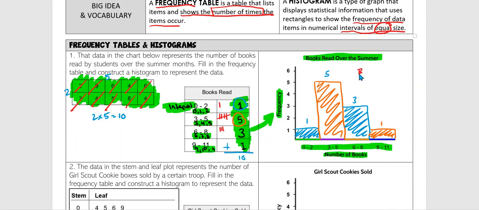An important thing here, the bars must touch. That's how we know that we're dealing with a histogram. So make sure that your bars touch each other. That's how we have a histogram here.